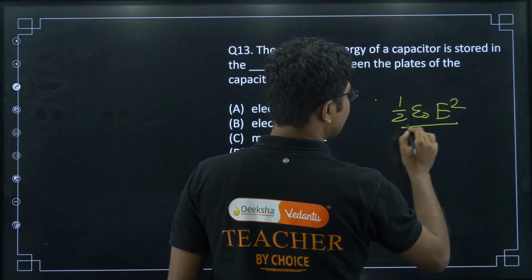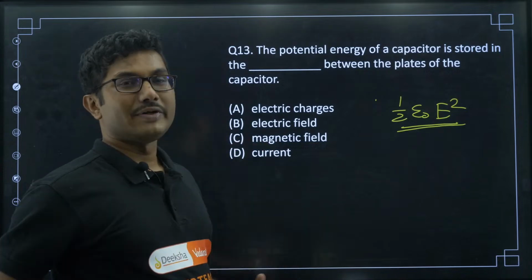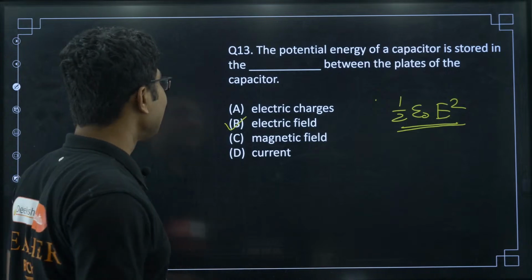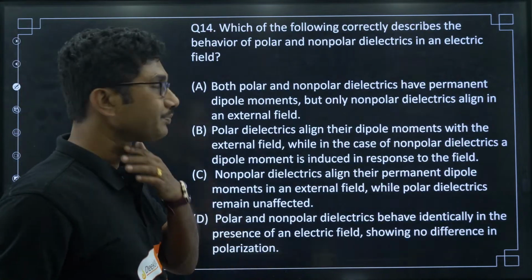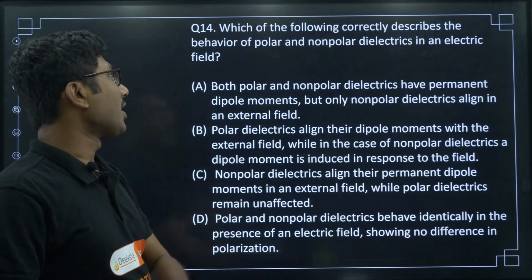So, potential energy is stored in the form of electric field. So, the more the electric field, the more energy it has. So, the potential energy is stored by the electric field. Now, next question. This is a long question. So, read it carefully before answering.